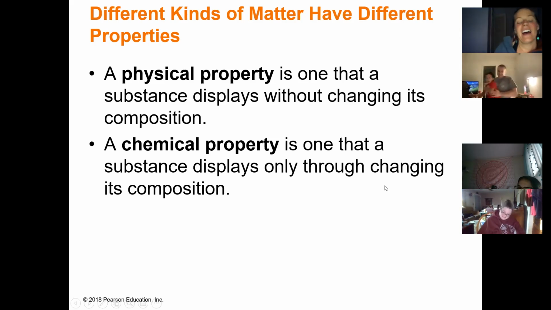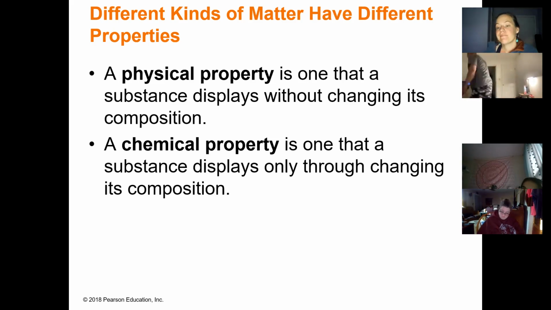So we can have physical properties or chemical properties. A physical property is a property of a material that displays itself without having to change its composition or what it is. So color, hardness, luster, density, boiling points, the sublimation point, freezing point, those are all physical properties. A gold ring doesn't have to become something different in order to show you that it's gold. That's just an innate property of it. So we would say that's a physical property.